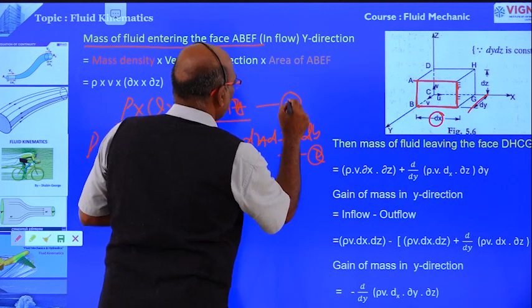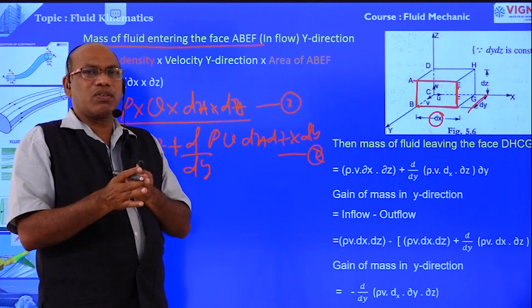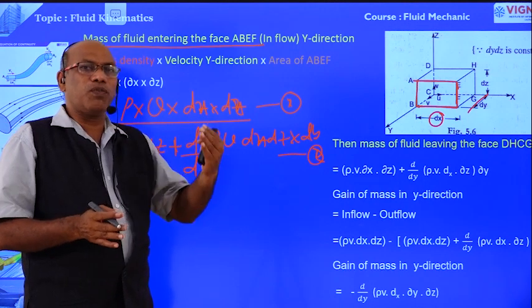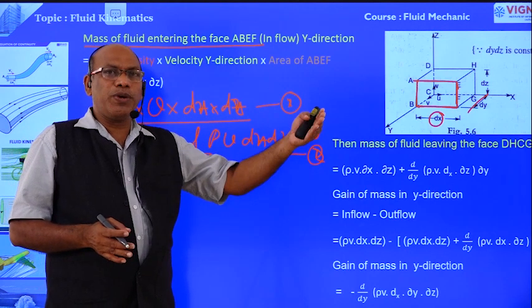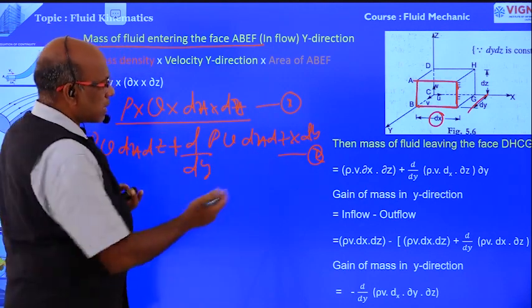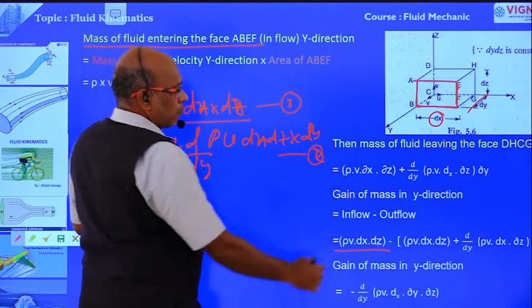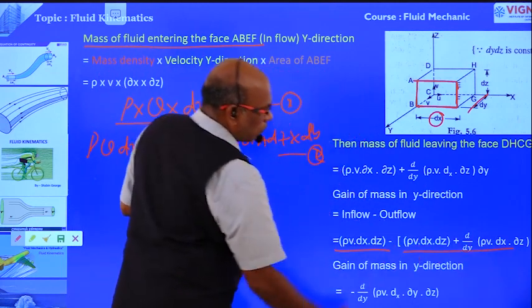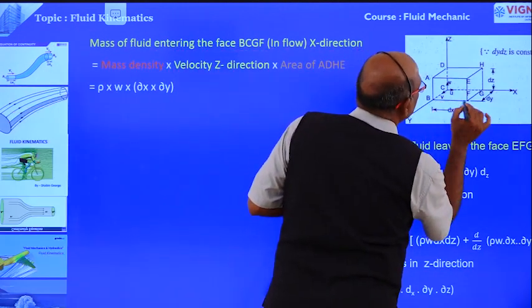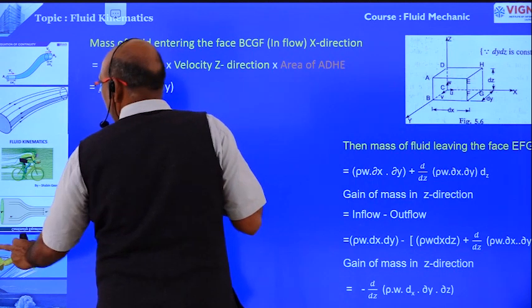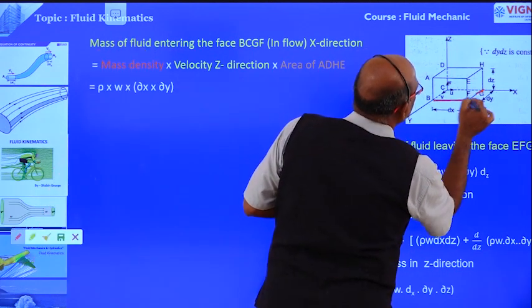This is the mass of fluid entering. Gain of mass in the y direction is equal to inflow minus outflow, or mass of fluid entering minus mass of fluid leaving. Right? Similarly, same style, this is the mass of fluid inflow, this is the outflow. Next one, another case is the z direction. Here also same formulas.